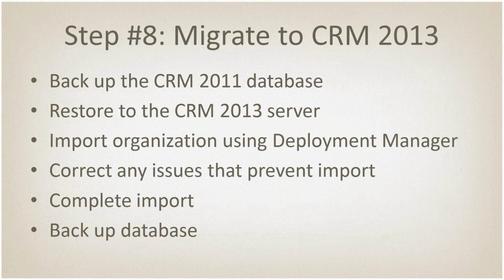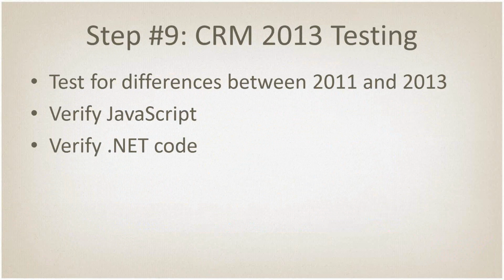So this is the process we will use from here on out. We back up the 2011 database, restore it to the 2013 server, import it using Deployment Manager. Again, we're going to have environmental checks on the database to make sure that everything is copacetic. Assuming it is, we complete the import and again back up the database just to make sure we have a restore point. At this point in time is where we actually go and do the testing to look for the differences in the user interface between CRM 2011 and 2013.